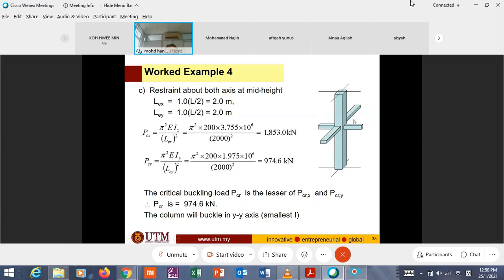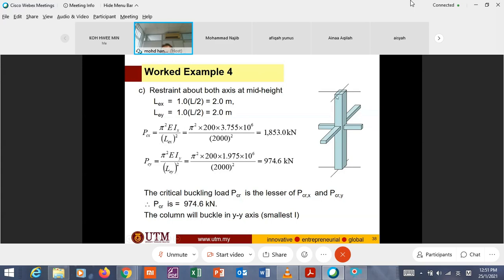Because if you don't have this restraint, Pcy is always critical. If you have restraint in both directions, similarly the y-axis or minor axis is also critical compared to the major axis. So this example is for the pin condition.